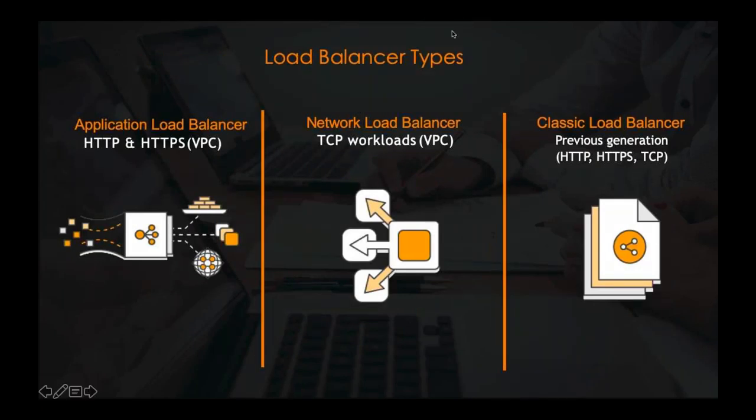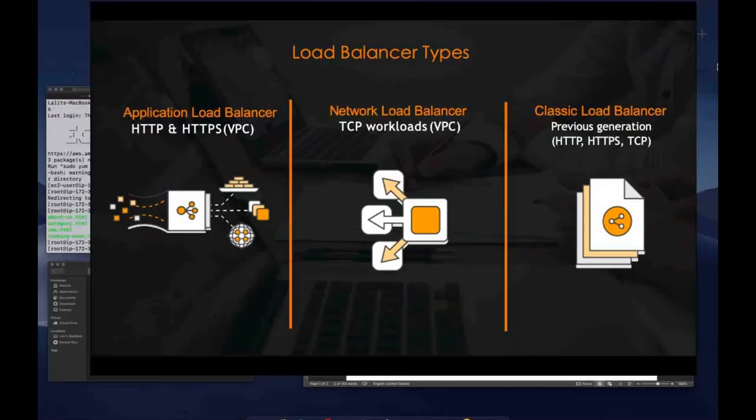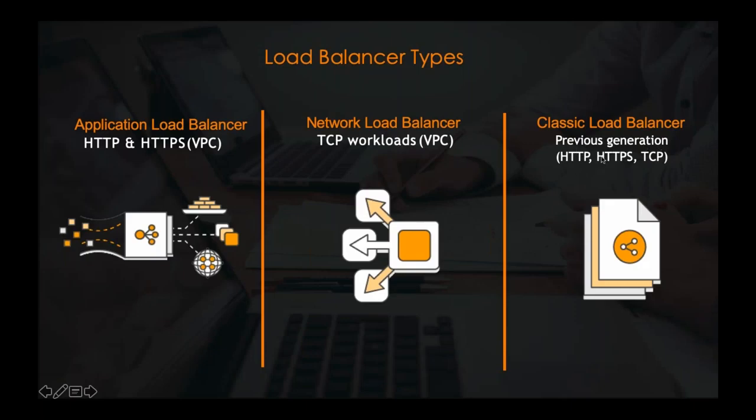Now there are 3 types of load balancer available. The third one is the classic load balancer, which is called the previous generation load balancer. That supports all kinds of interaction: HTTP, HTTPS, and TCP. Anything you can communicate with this kind of load balancer. This is a previous generation load balancer, which means it has been here since AWS came into the picture. When you compare price and performance, the classic load balancer lags behind the application and network load balancers. The application load balancer and the network load balancer will give you higher performance comparatively, and that's why the classic one is called the previous generation load balancer.